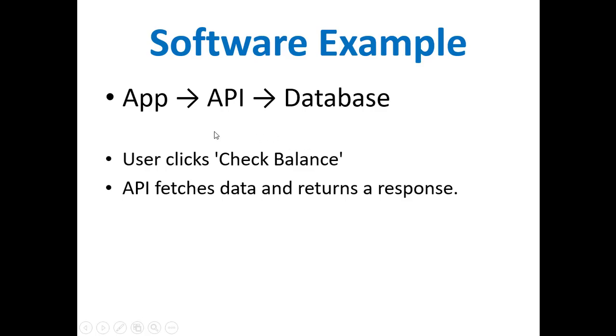So for example, you want to check a balance, right? So the user clicks a balance. Once you click the balance, the API now takes your request, fetches data and returns a response. So it takes your request to the database, fetches your balance for you, and comes back and returns your response. So this is actually what an API does in basic terms.